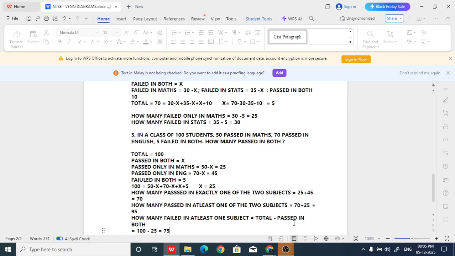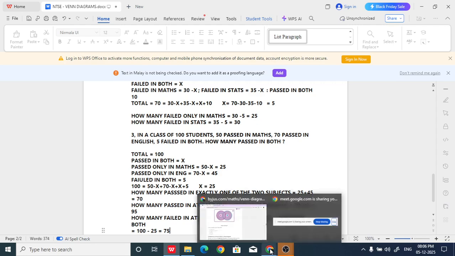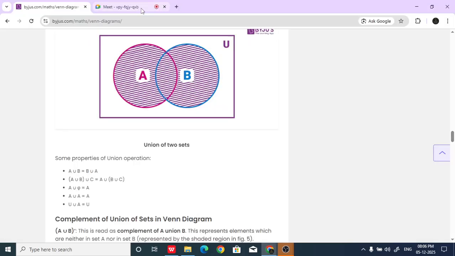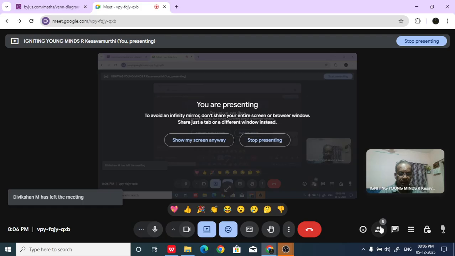So these words, only, at least, exactly, you have to see them properly and answer accordingly. These are very typical words in a Venn diagram problem, so you have to be very careful. Understood? All of you? And Division, are you able to understand? Division may find it difficult.